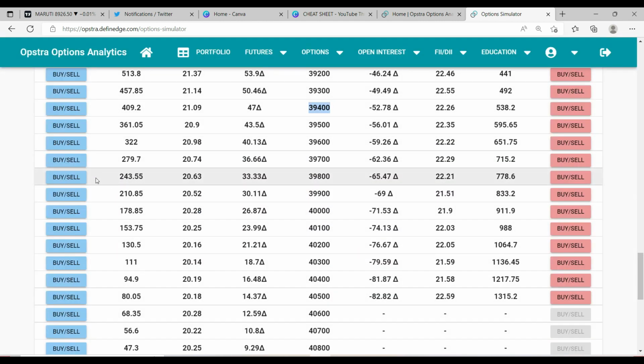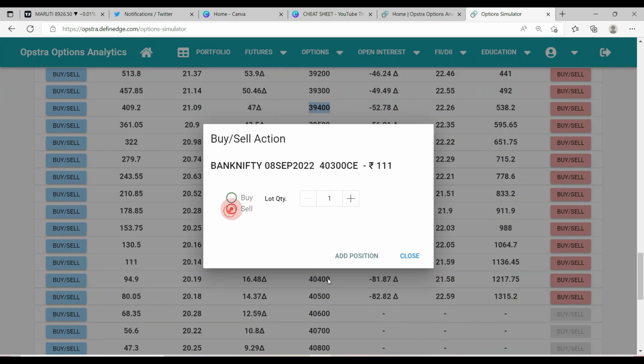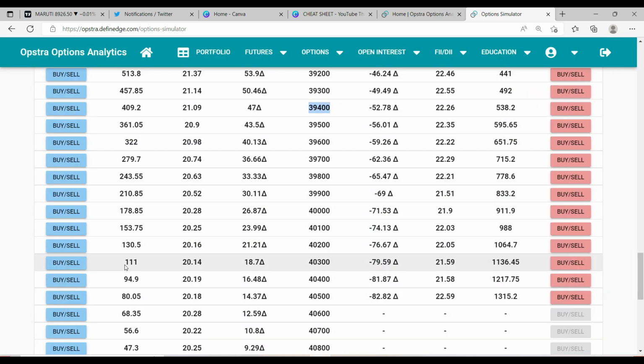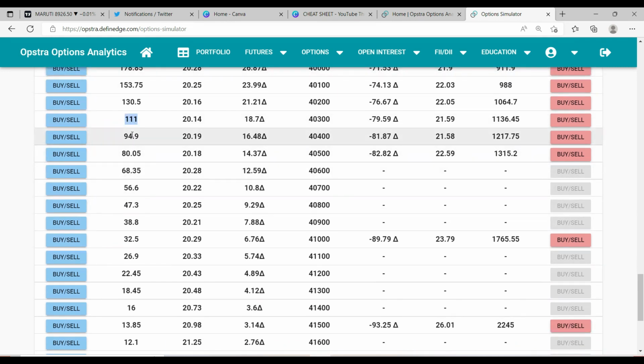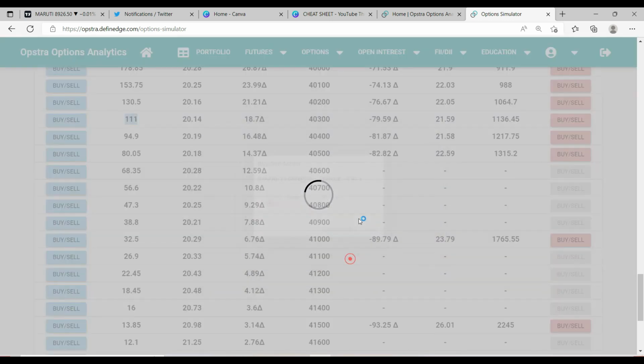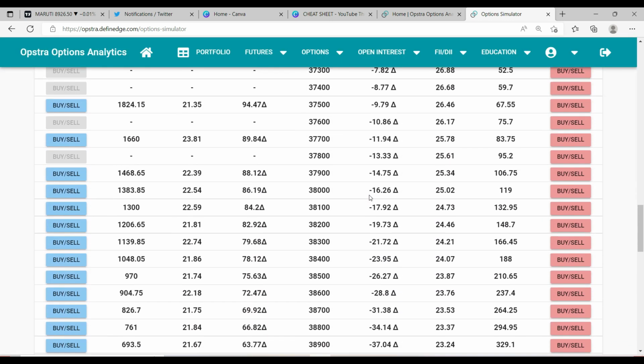What is half of this? Either I'll go for half of this, or I'll go for five strikes OTM, 1, 2, 3, 4, 5. So I'll sell this one, one quantity. And half of this, or 5 spread, 1, 2, 3, 4, 5. So I'll go for 47, 50 rupees. That's it. So this is my ratio spread 1:1:1.